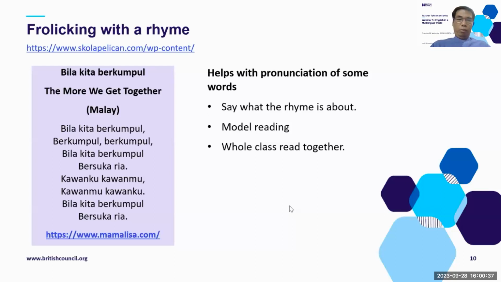Let's say, for instance, the word here, berkumpul. In the first line, berkumpul means together or get together, right? So we need to tell our friends the pronunciation, all right? And some of the words, like in the fourth line, we said bersukaria. Actually, in some versions of the Malay, I'm sure they include the sound R, but for the most part, they just say the short bersukaria.